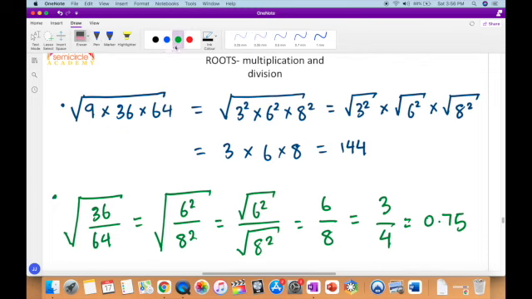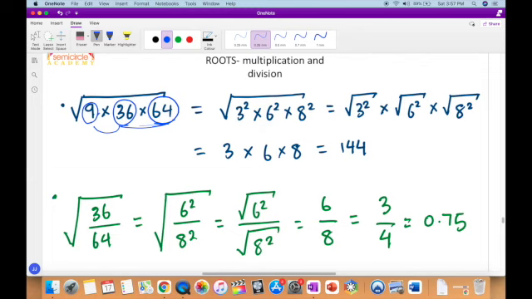But 9 multiplied by 36 multiplied by 64, what is the square root of all of that? What if you didn't have a calculator? What would you do? You would not want to multiply all of these things and then find the square root. What you would do is realize that these are all squares, what we call square numbers, and we'll see what we mean by square numbers just now.